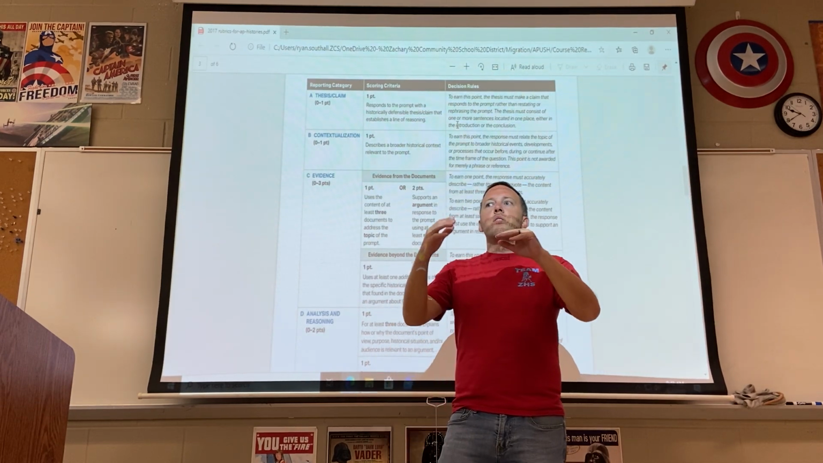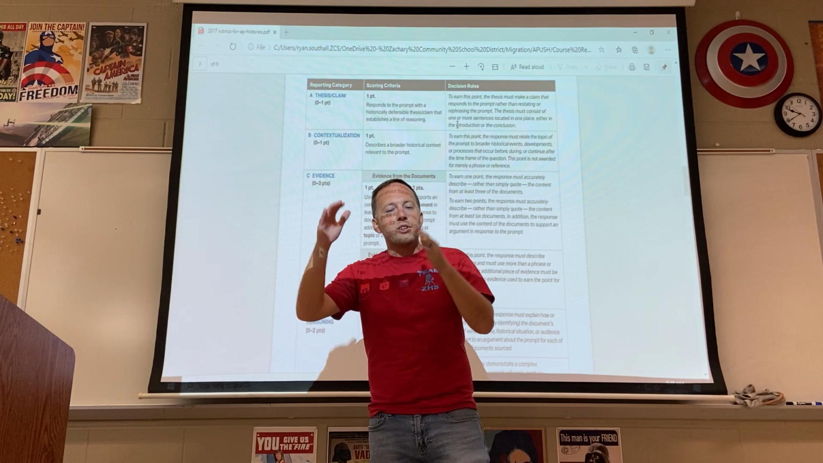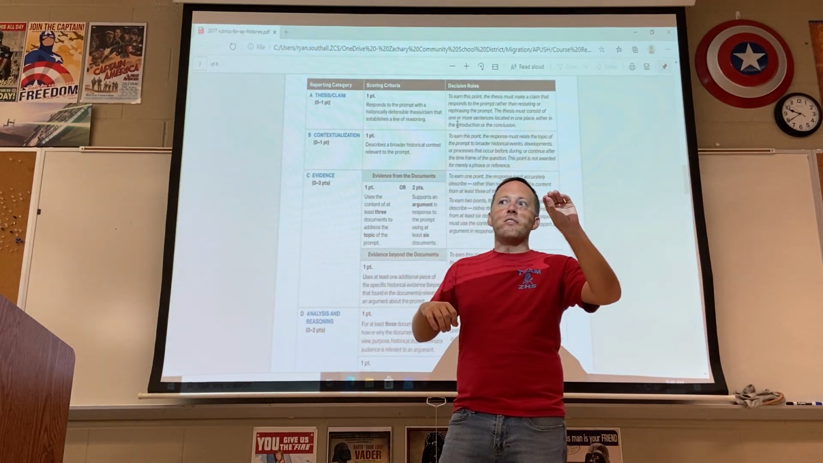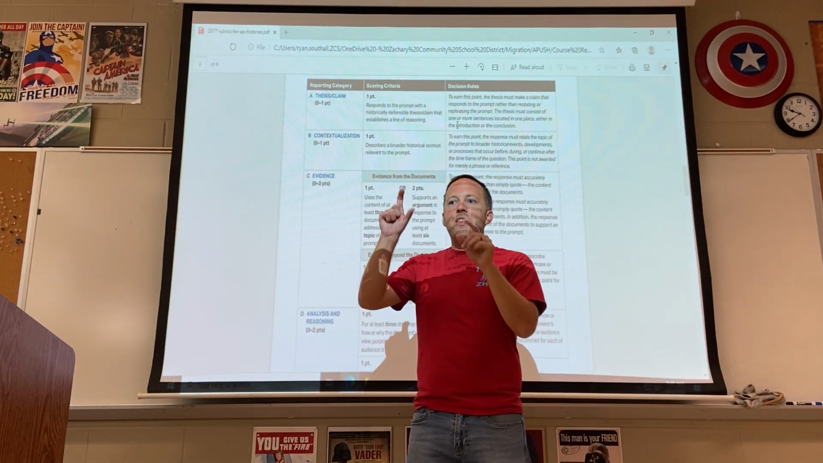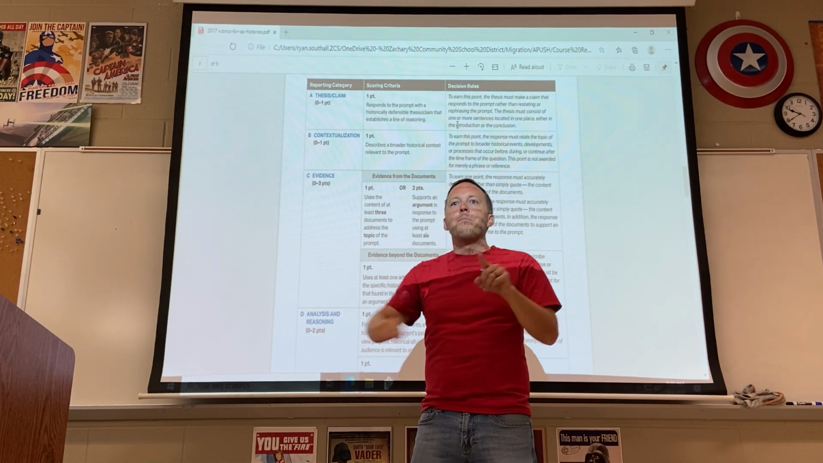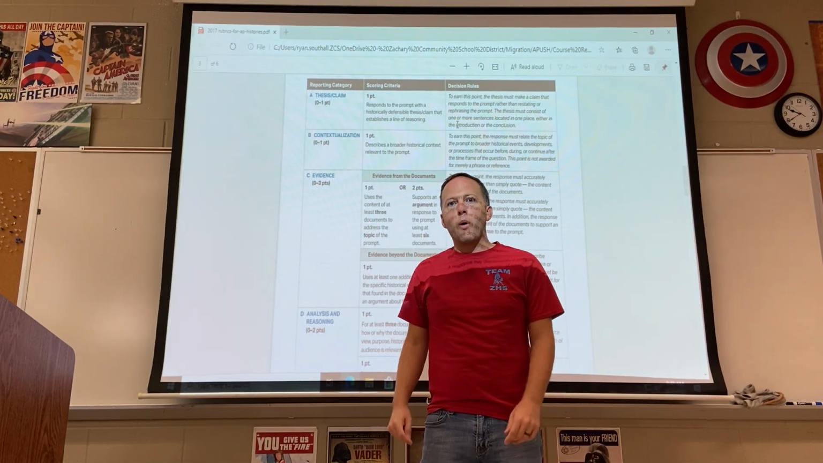Second sentence, this is why it's significant. You can literally write, this is why it's significant. Or you can say, this document is significant because, and that sentence should be arguing how it ties back to your main idea of your overall point.